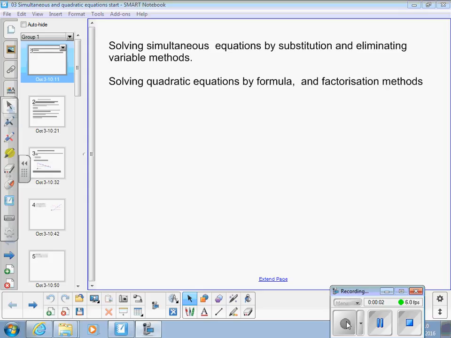Today's third week of engineering maths. Today's session is going to be around solving simultaneous equations by both the substitution and the elimination of the variable methods. And then we're going to look at quadratic equations and solving them via the formula and via factorization methods. Okay, so that's what we're going to be doing in today's session.